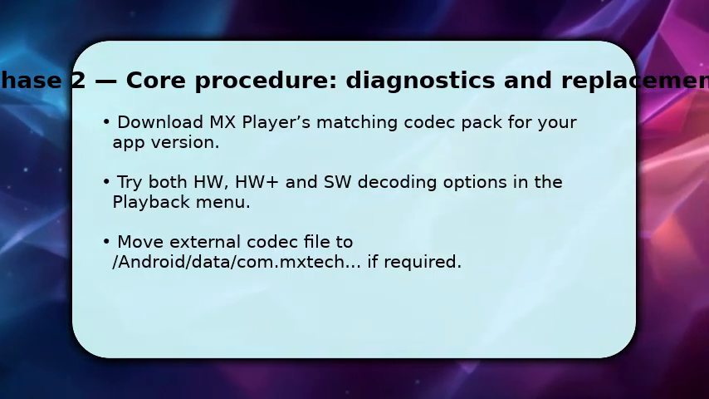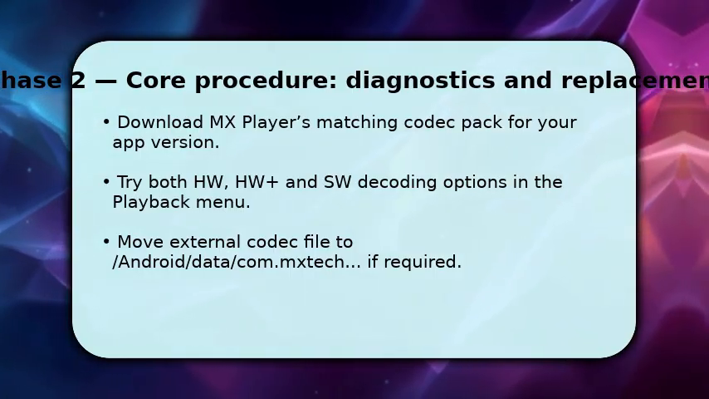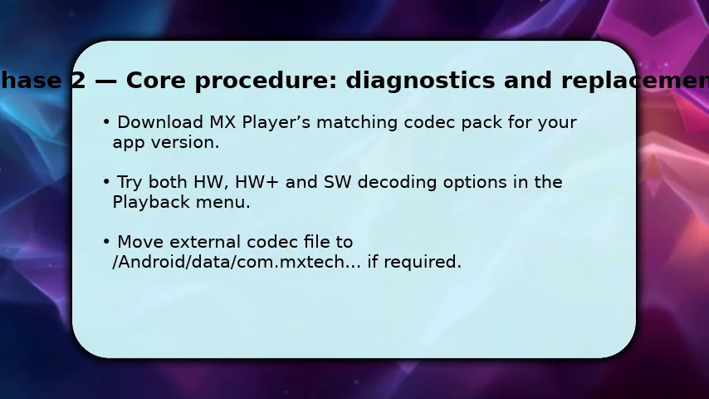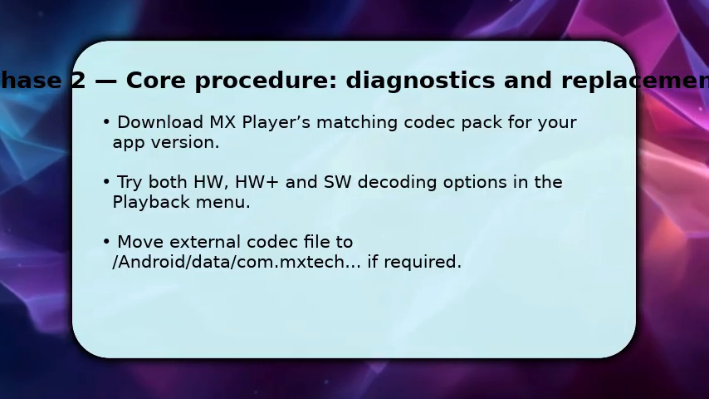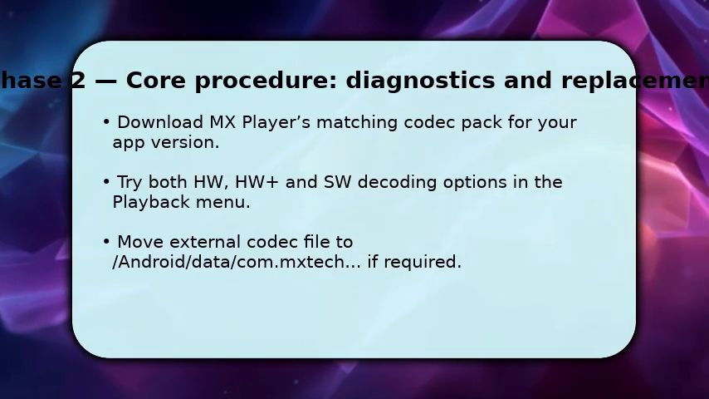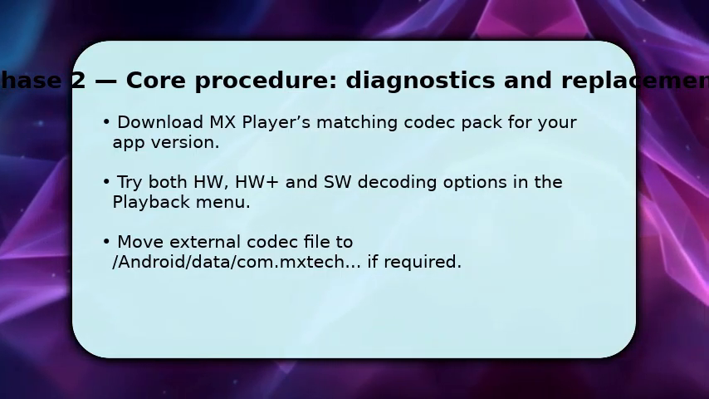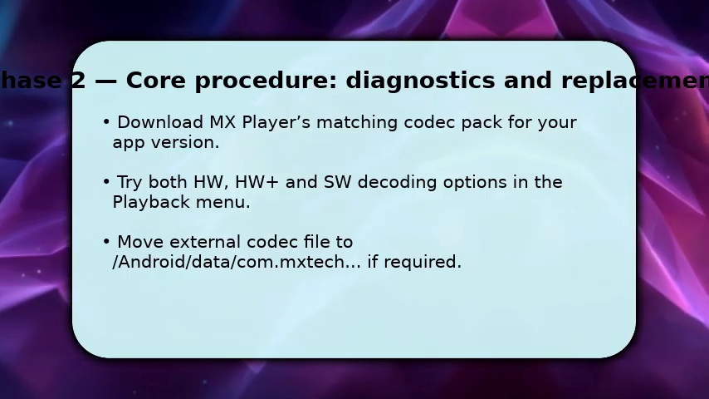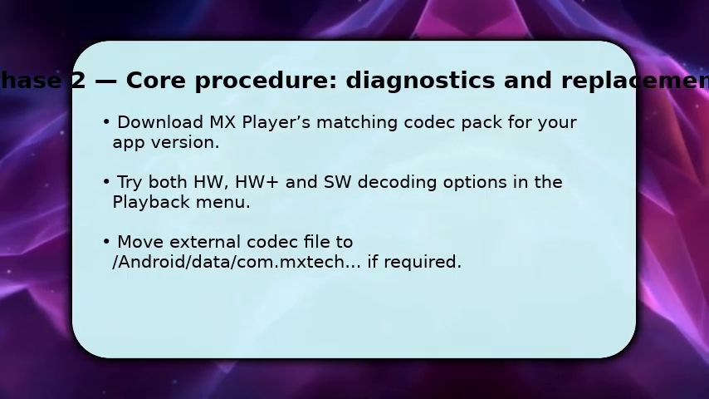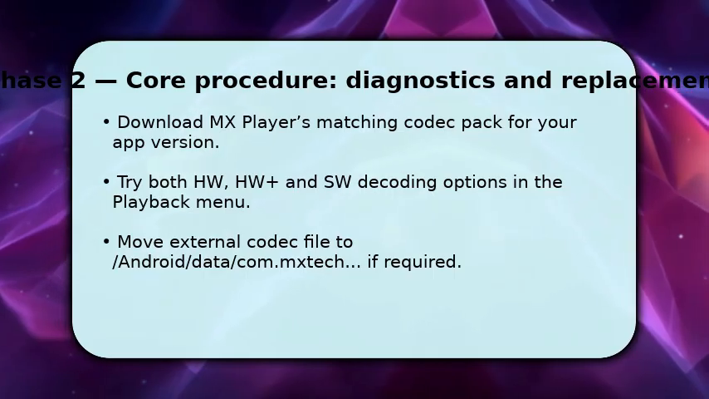Once installed, open MX Player settings and toggle decoding modes. Try HW, then HW+, and finally SW decoding. SW often resolves unsupported audio by using software decoding. If MX asks for an external codec file, move the downloaded codec APK to the suggested folder.